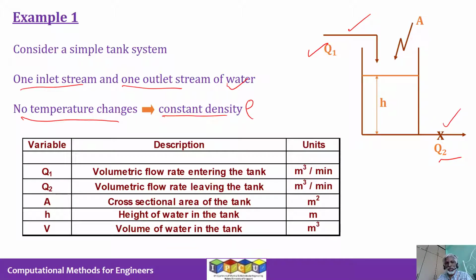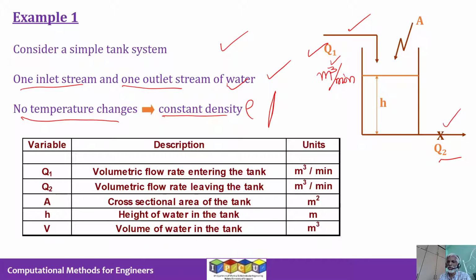Given these assumptions, this is the configuration of the tank. To start off, we can define the units and the description of the different variables in the system. Q1 is the volumetric flow rate of water entering the tank, and its units are meter cube per minute. Since the unit of volume we consider is meter cube, the volumetric flow rate will be in meter cube per minute.